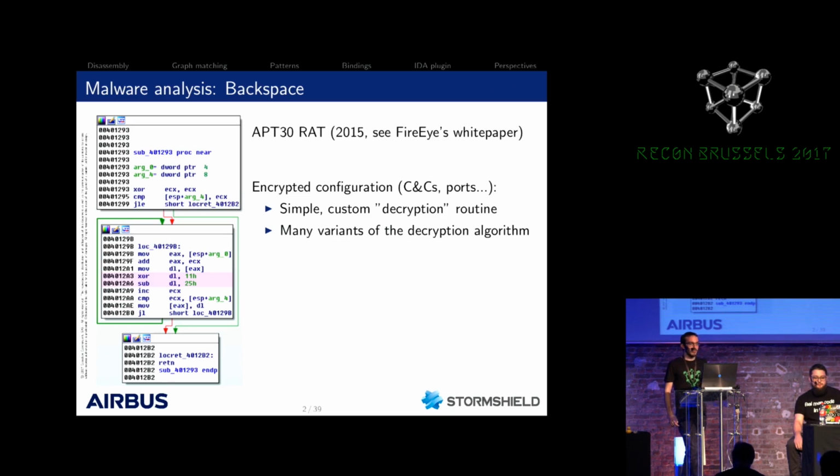So what we see is that the decryption function is quite simple. So it's a small routine. Here we can see it on the left. So you have simply a loop with a XOR which has as an argument 11, then followed with a sub that has as argument 25. In the Backspace family, we find many variants of this decryption sample.